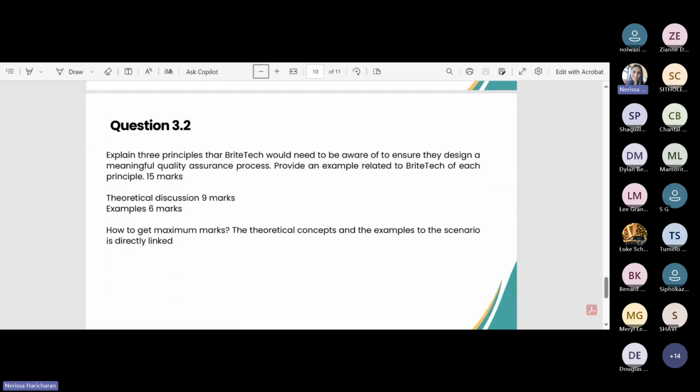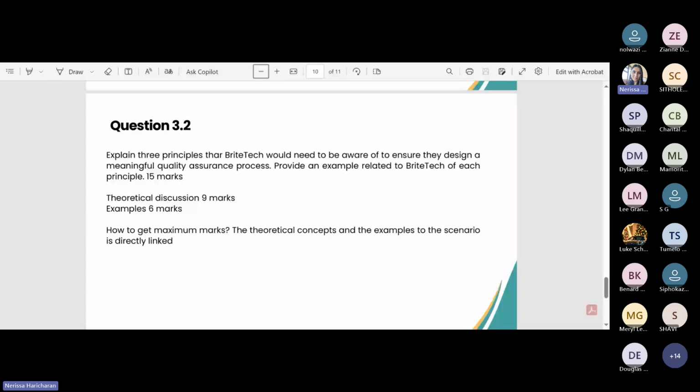Okay, then we're looking at question 3.2, and it says explain 3 principles that Brightech would need to be aware of to ensure that they design a meaningful quality assurance process. Provide an example that's related to Brightech for each of those principles. So 3 principles at 5 marks each, and you're going to be looking at 3 marks each for theory and 2 marks each for an example.